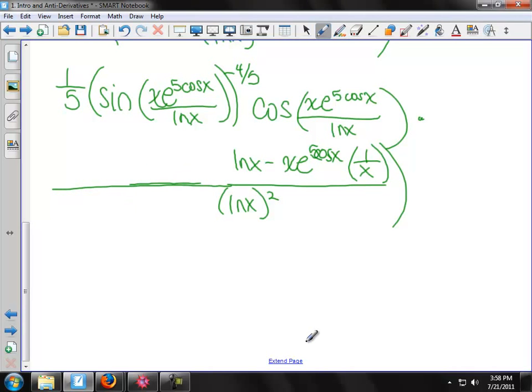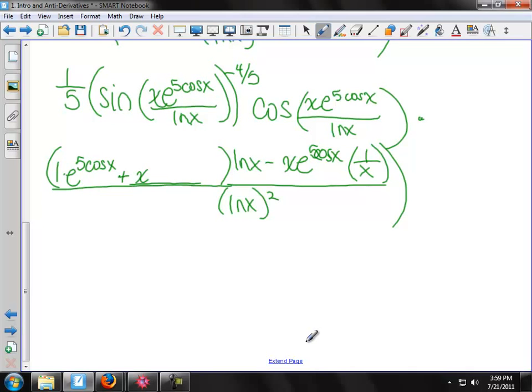So the product rule says we take the derivative of the first term, that's x, so that's 1, times the second term unchanged, plus the first term unchanged times the derivative of the second. So now we have e to the 5 cosine of x.